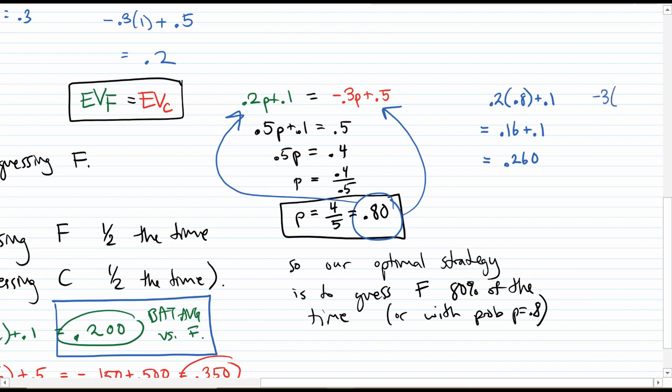Let's just see that it really is the same no matter which one we plug into. Here, I'll get negative 0.24 plus 0.5, and again, I'm getting 260. This is a good place where you can check your work because you solved when they were equal, so you really should get the same batting average.